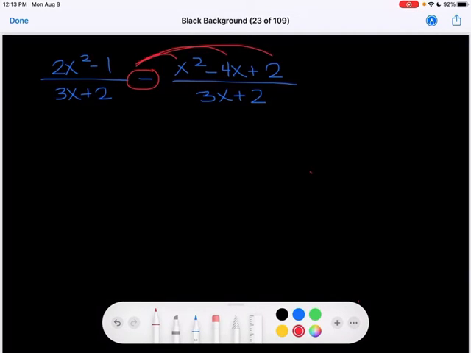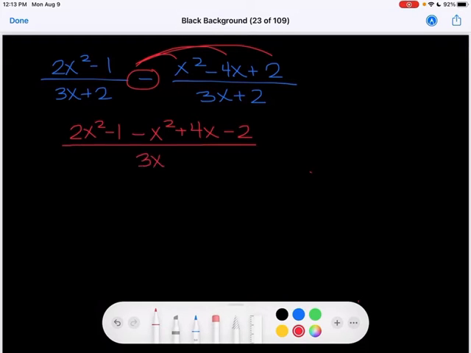So really, we have the 2x squared minus 1 minus x squared. That becomes a plus 4x and a minus 2 after I distribute that negative. And then it's all over the 3x plus 2. You just keep your denominator.